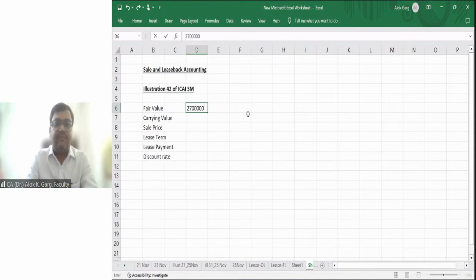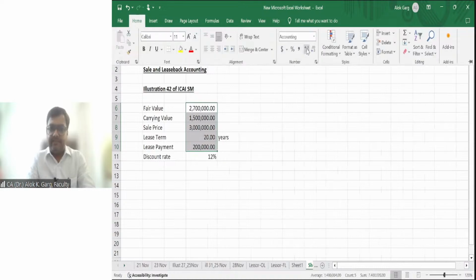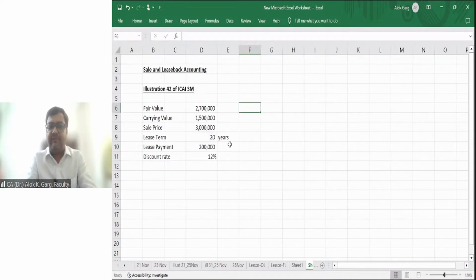Carrying value is given, which is 15 lakh rupees. Sale price is given, which is 30 lakh rupees. Lease term is given, which is 20 years. Lease payment is given, which is 2 lakh rupees, payable at the end of the year. Discount rate is given, which is 12%. These are the facts given in this question. I hope I have covered all the facts. Do you think I have not covered any facts here?